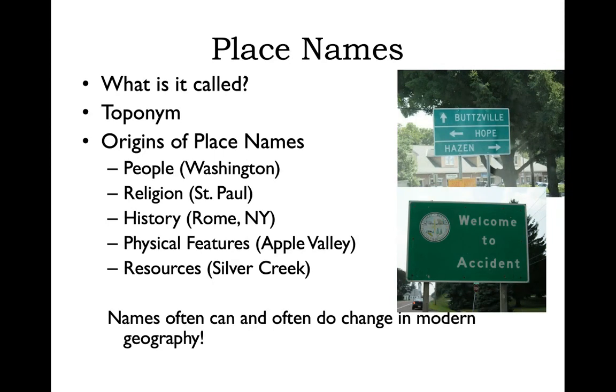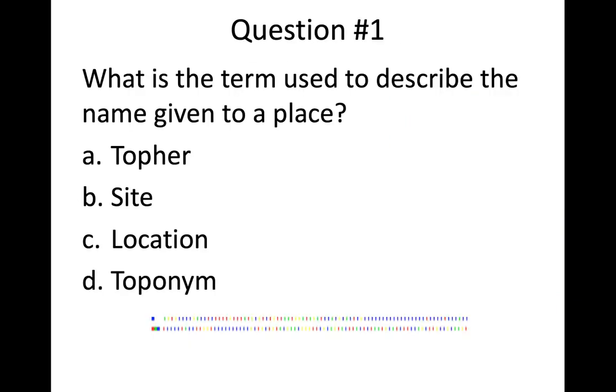And a lot of times the origins of place names come from people, religion, history, physical features, or resources. Names often can and often do change in modern geography. The most notable in recent years has been the renaming of Lake Calhoun in uptown Minneapolis to Bde Maka Ska. Question number 1. What is the term used to describe the name given to a place? A name given to a place is a toponym.